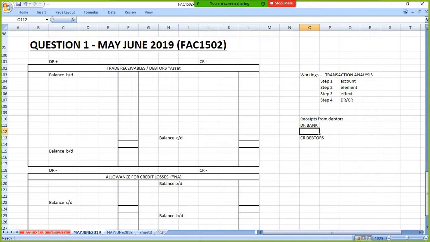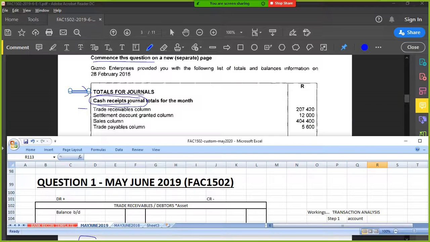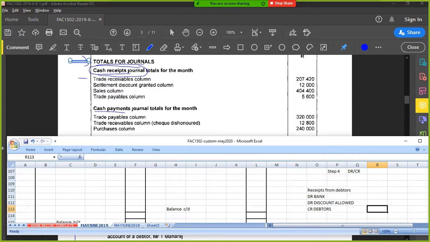Agree? Yes. Okay, what else do you show? Debit discount allowed. Right, does the question give me that? Yes, they do. If you look at the question, it gave me the trade receivables column, 207,420. Did the question give me a discount? Yes, 12,000. Right, so what is your bank figure? The difference. Does that make sense? Yes.